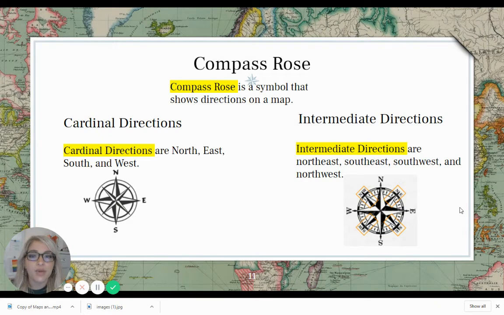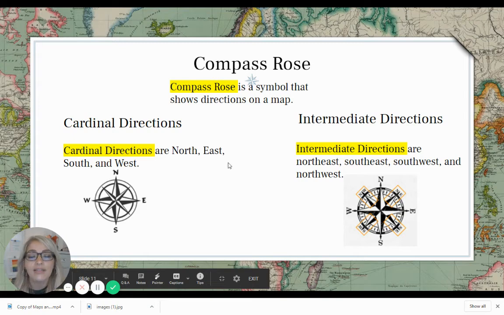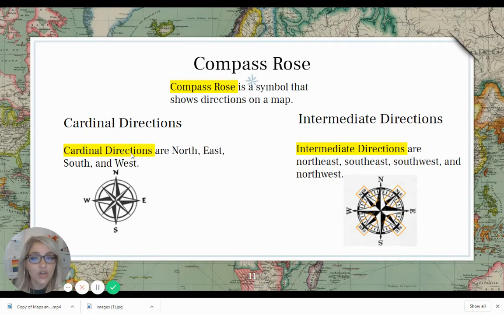Next, we have a compass rose. A compass rose is a symbol that shows directions on a map. Now, we all know our cardinal directions. We have north, south, east, and west. Or if you learned it this way, never eat sour worms. That's a good way to remember it. So we have north, south, east, and west. And then those are our cardinal directions.